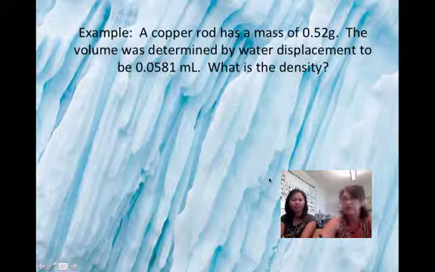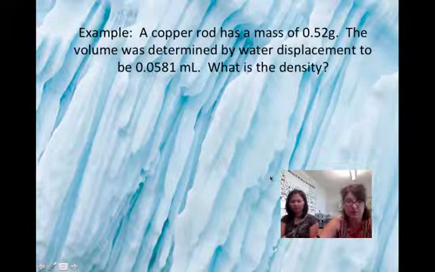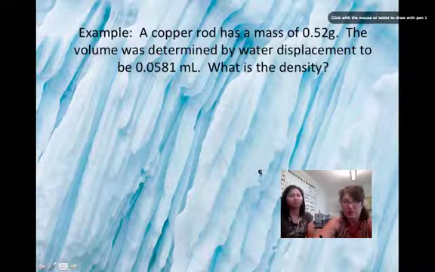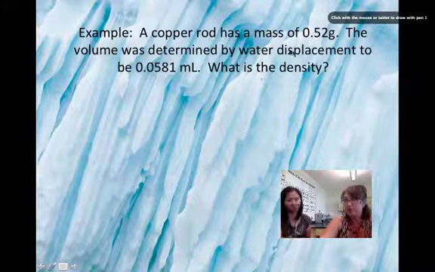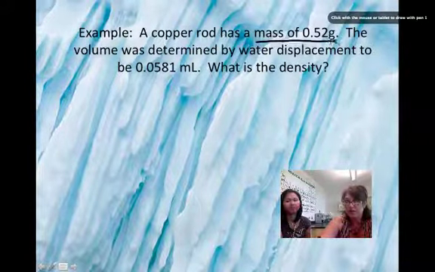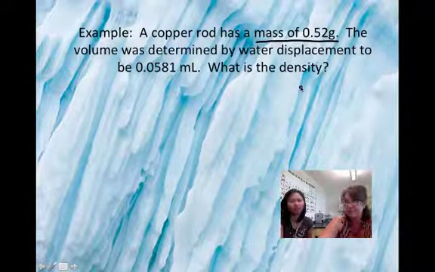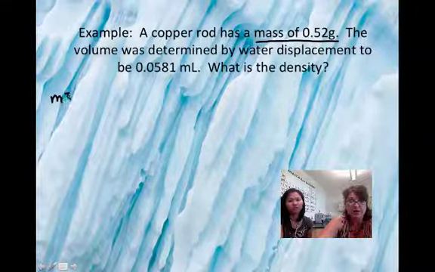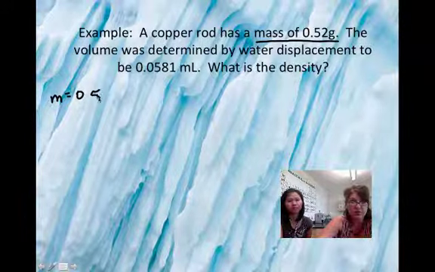Great. Let's look at an example. Here's what I want my students to do when we have a math problem. Underline key terms. A copper rod has a mass of 0.52 grams. I call that the given quantities. Let's go ahead and write that down. M is equal to 0.52 grams. Write this down, guys.